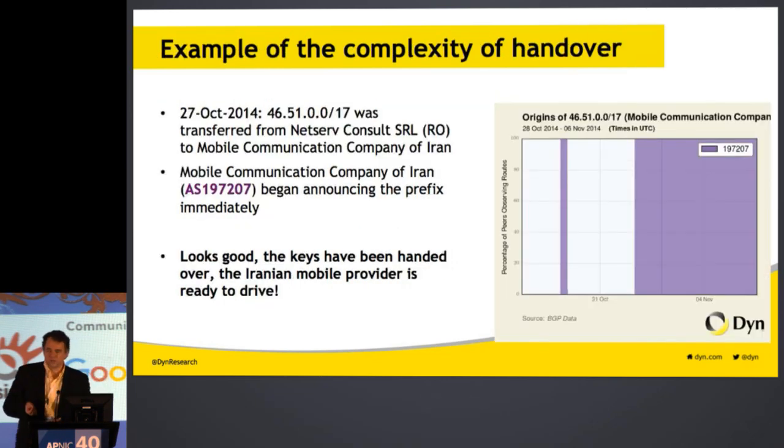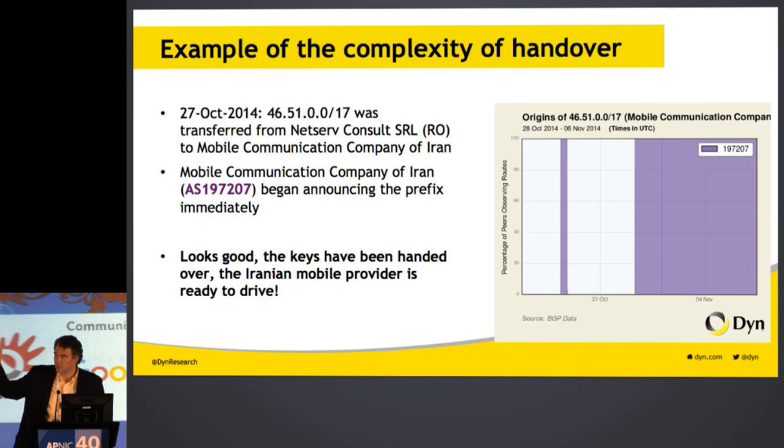And so I'll show just an example here of what could have gone wrong, what did go wrong during one of these transfers. So in October 2014, here's a /17, which is brokered and sold from the Romanians to the Iranians. And the mobile communication company of Iran buys this /17. They need it desperately. And they immediately began advertising it.